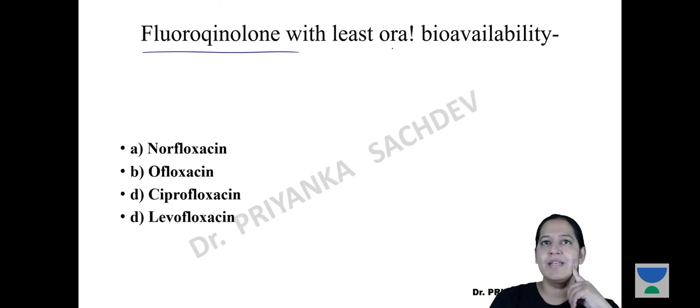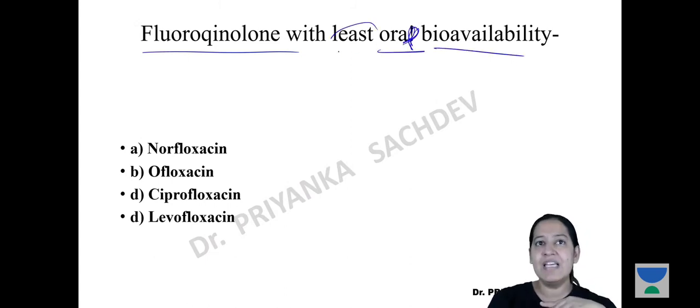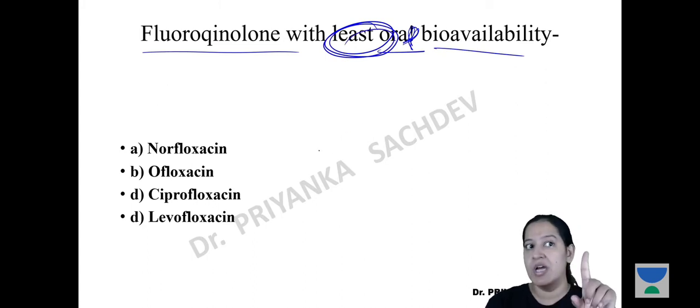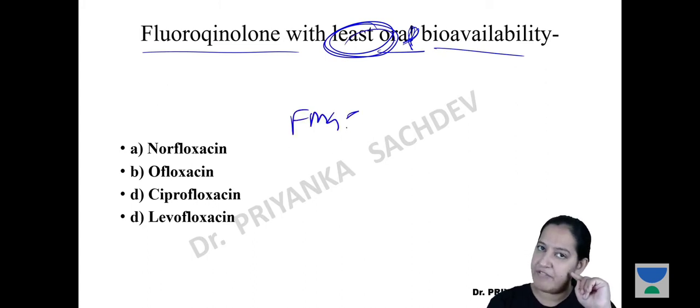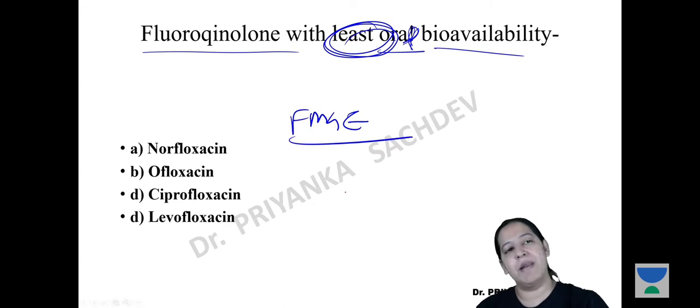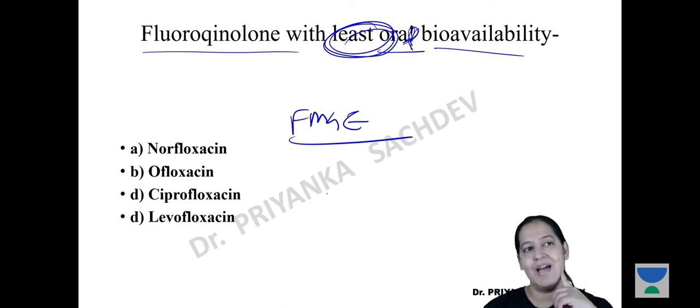Which of the following is having least oral? It is oral, huh? Typing mistake. It is oral bioavailability. Least oral. Least. I'm not asking most. It is already asked in your past papers of FMG. One liners में मैंने बताया था. Which of the following is having least oral bioavailability?